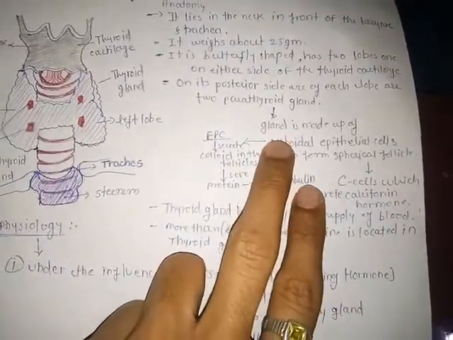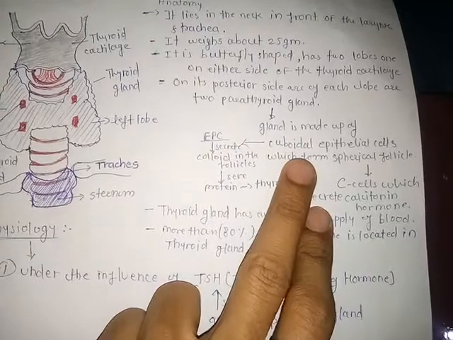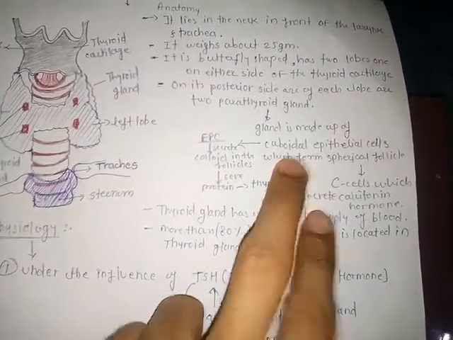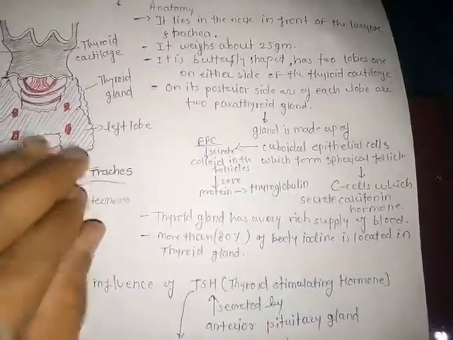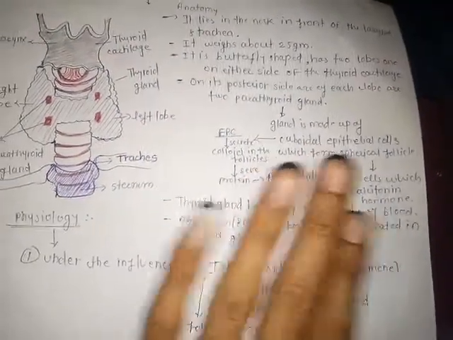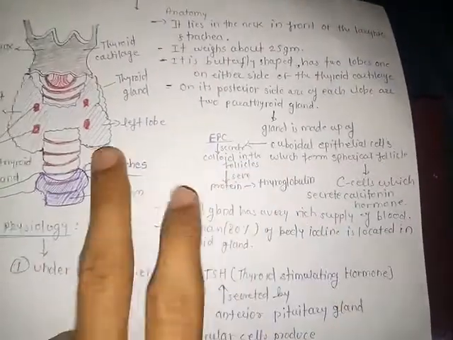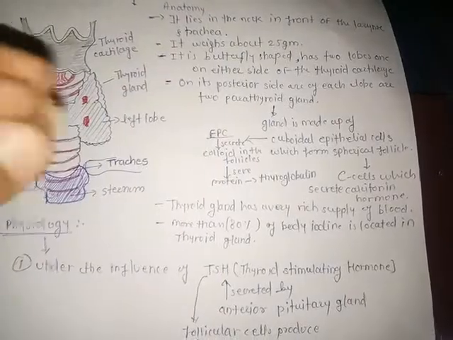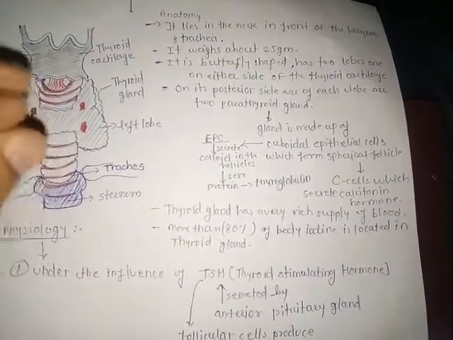Then what is the gland made of? The gland is made up of cuboidal epithelial cells, which form the spherical follicles. These cuboidal epithelial cells secrete the colloid in the follicles, meaning it is formed or secreted by the follicular cells.